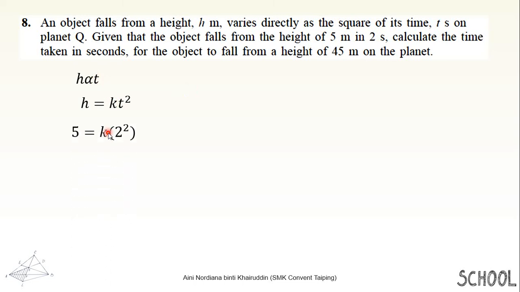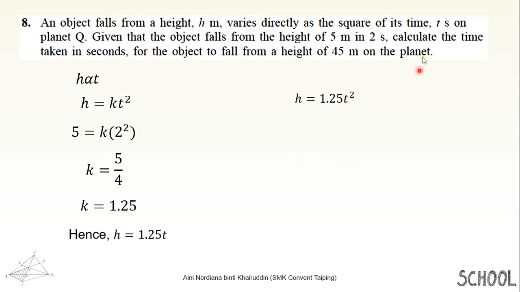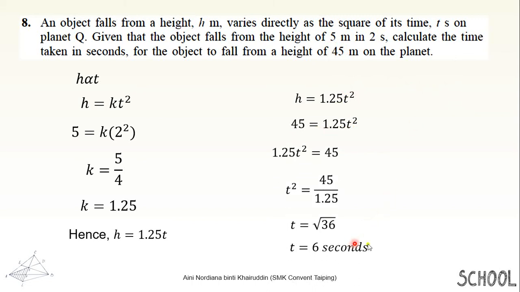Then substitute the value of h and t. Then you get the value of a. Substitute back into the formula. And then this is the formula, and then the question asks you to find the time. So substitute the value of height here, 45, and then do your calculation until you get the answer. t equals 6 seconds.